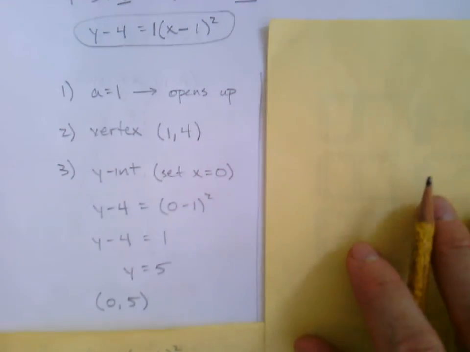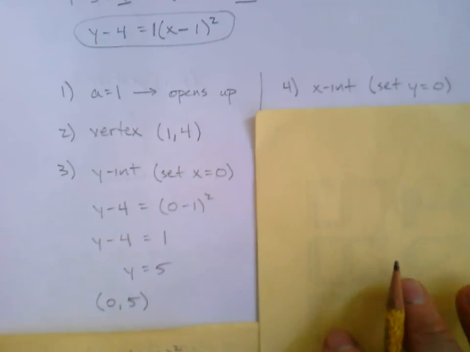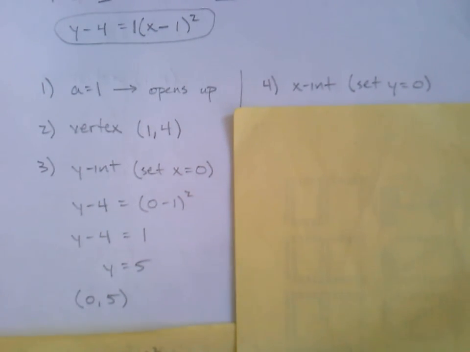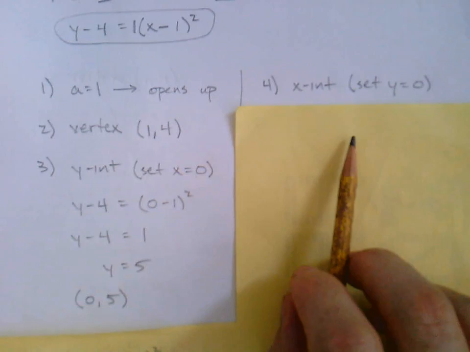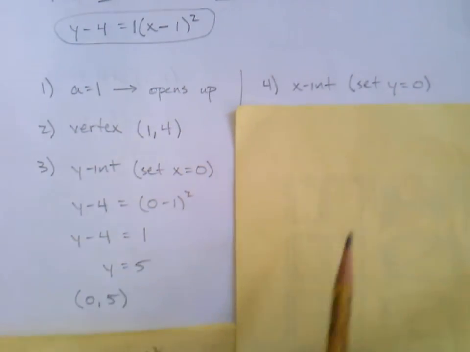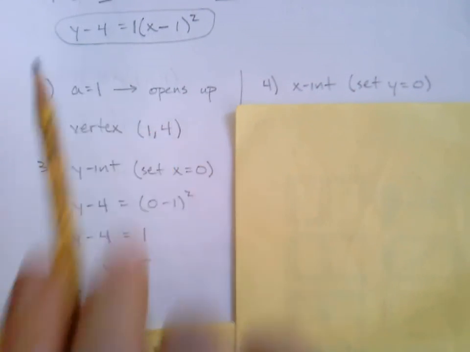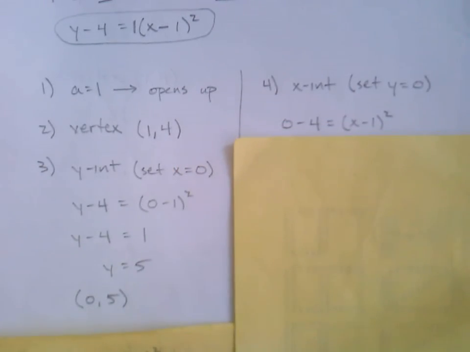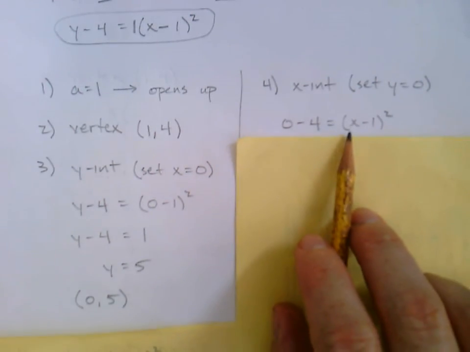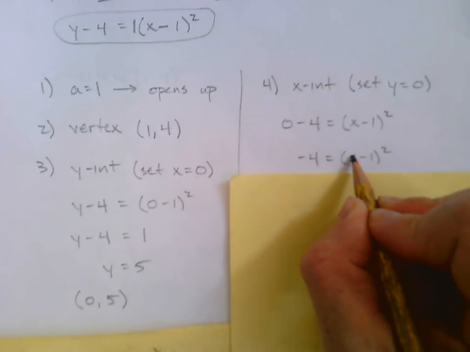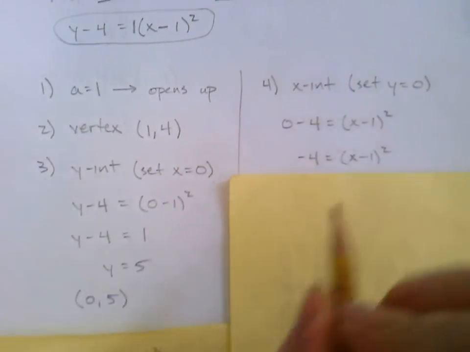Over here on the other side, we're going to look for the x-intercept. Well, if you remember, that means we need to set y equal to 0. It's always the opposite thing you set to 0. So we're going to put in a 0 right there. 0 minus 4 equals x minus 1 squared. And we need to solve for x. Okay, well, 0 minus 4, let's just call that negative 4, equals x minus 1 squared.